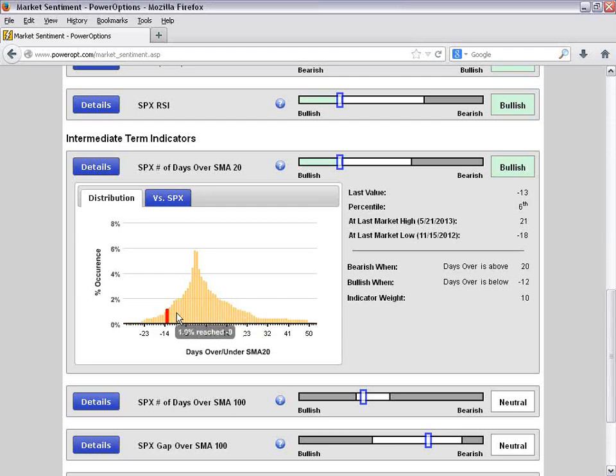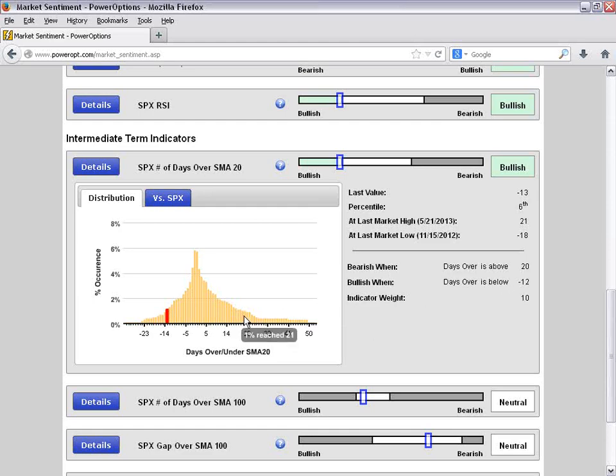Now, it's not saying that tomorrow's going to be an up day or Monday's going to be an up day. It's just a warning sign that when it's been this extended and it's been below its 20-day moving average for this many days, the likelihood that it's going to continue to be 14, 15, 16, 17 days is relatively low.